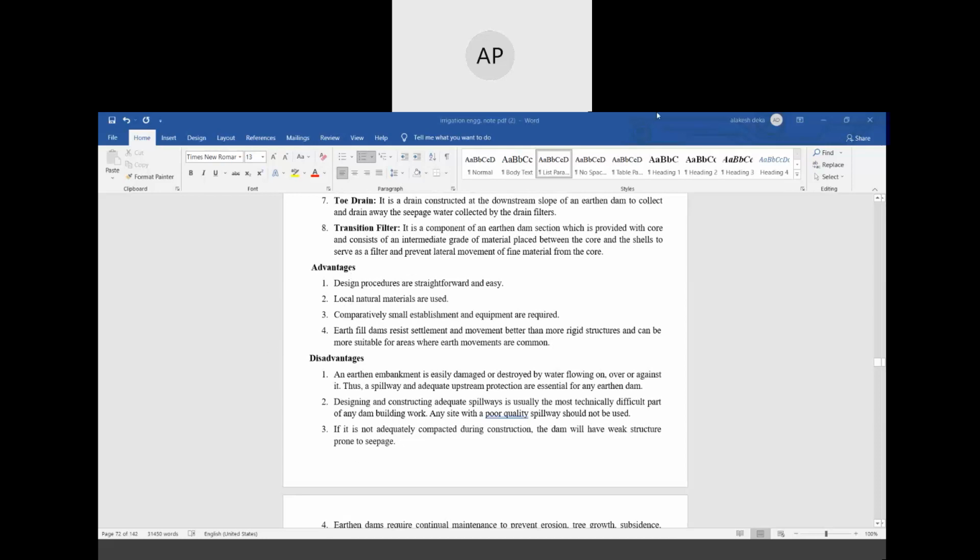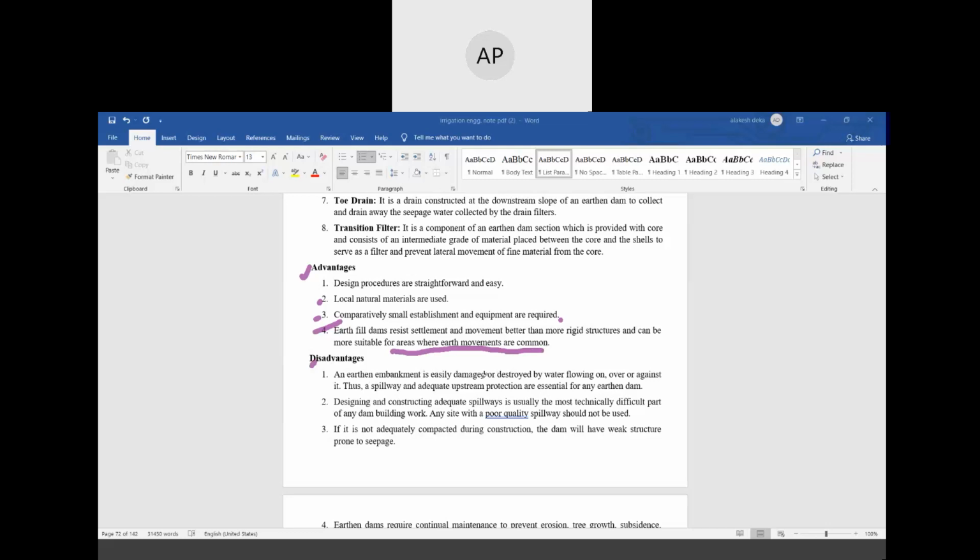Let's see what are the advantages and disadvantages. The advantages of earthen dams: the design procedure is straightforward and easy. Local natural materials are used. Number three, comparatively small establishment and equipment are required. Earth-filled dams resist settlement and movement better than rigid structures and can be more suitable for areas where earth movements are common. Next is disadvantages.